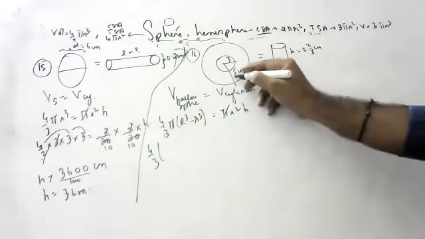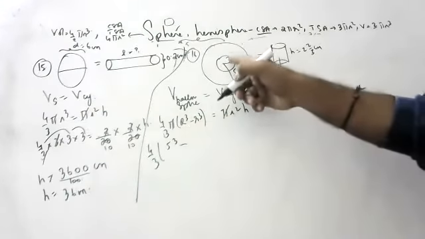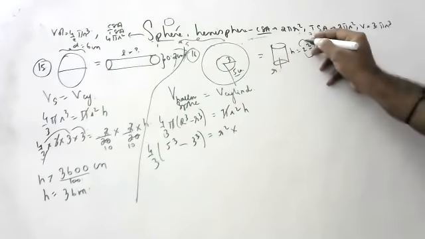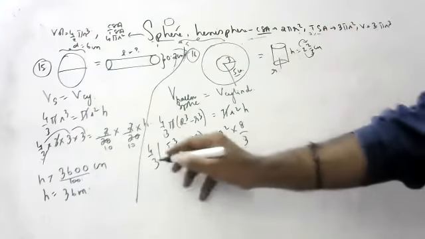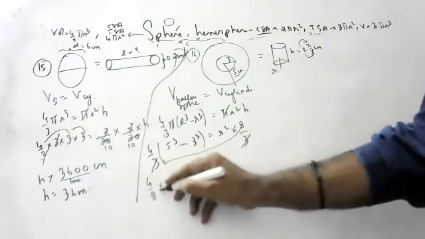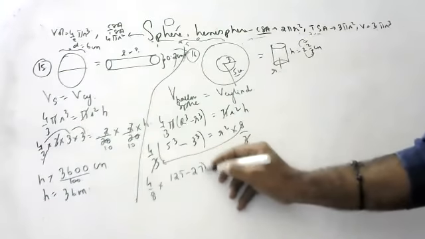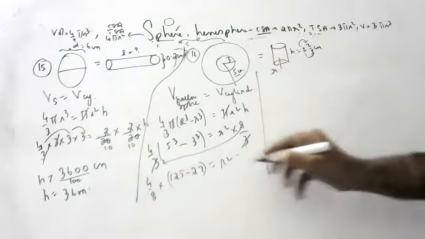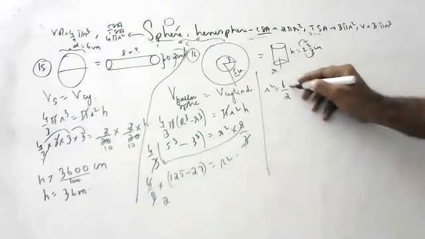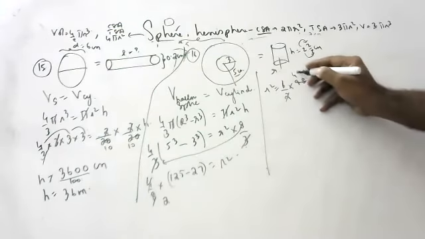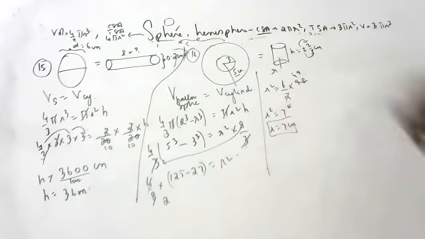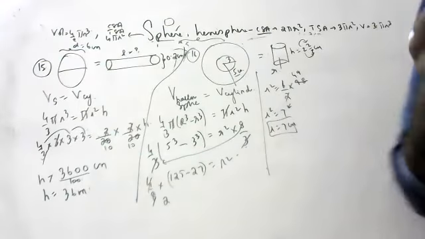Pi cancel. 4 by 3 into 5 cube minus 3 cube is equal to r square into 2 by 3. 3 cancel. 2 will go down: 4 by 2 into 125 minus 27 is equal to r square. 4 by 8 is 1 by 2. 1 by 2 into 98. How much, Nana? 98 by 2? 49. So radius is 7 centimeters. Radius is 7 centimeters. Okay, sure.